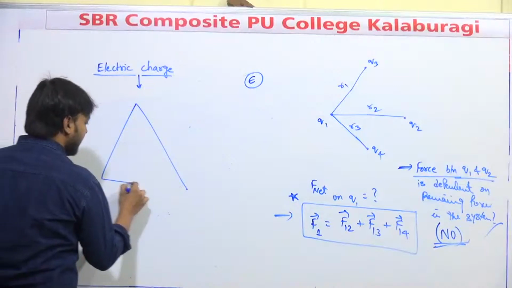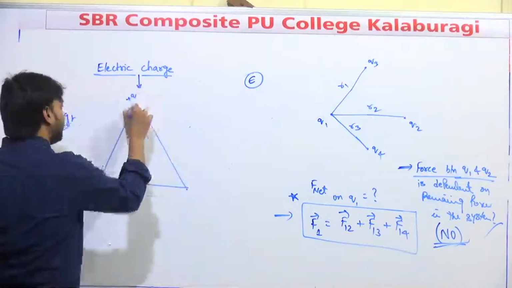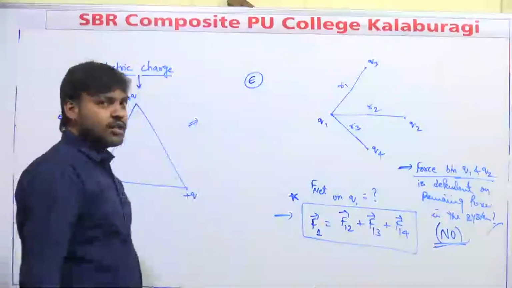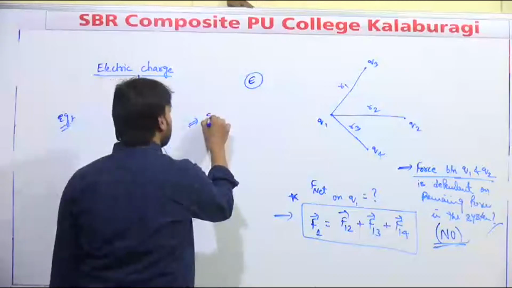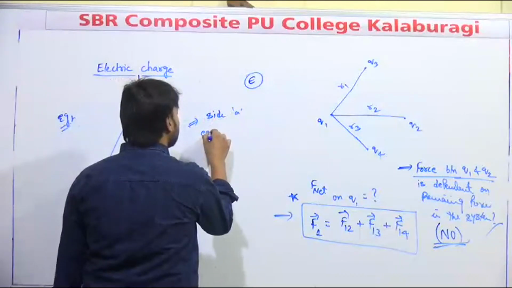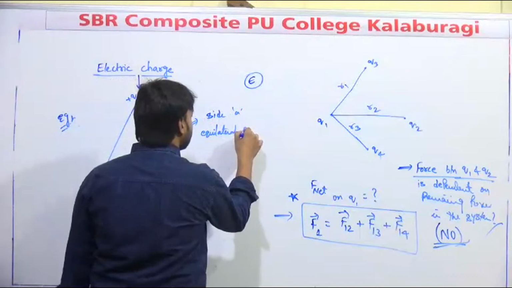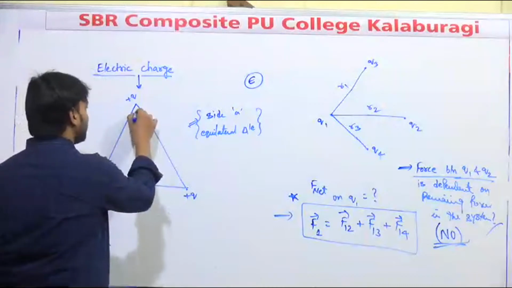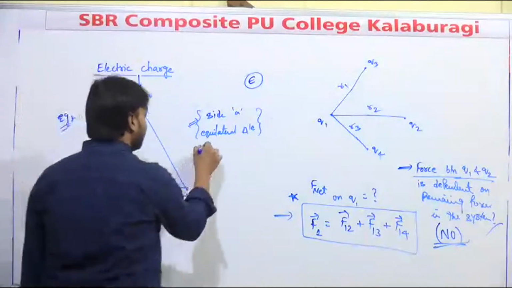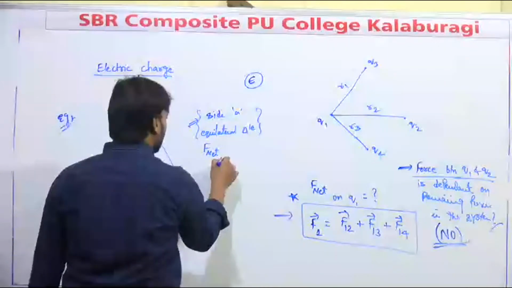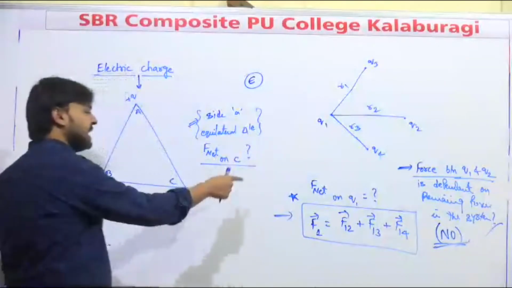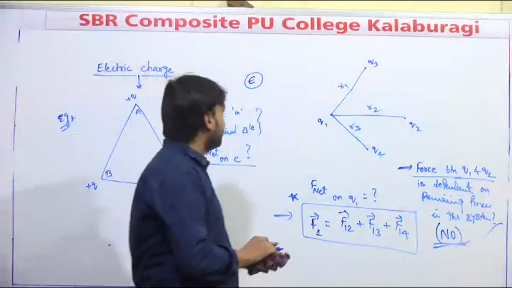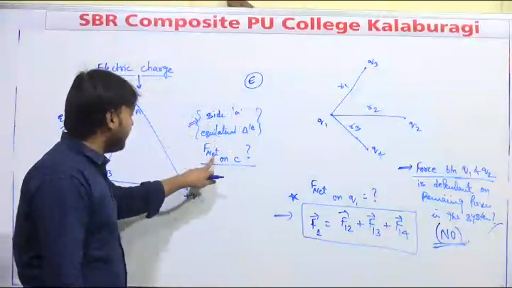Consider three charges, Q, Q and Q, placed at the three corners of an equilateral triangle of side A. Find the net force on the charged particle placed at C. Shortcut I have written: on the charged particle placed at C. Is the question clear? Equilateral triangle of side A. Find the net force on C.